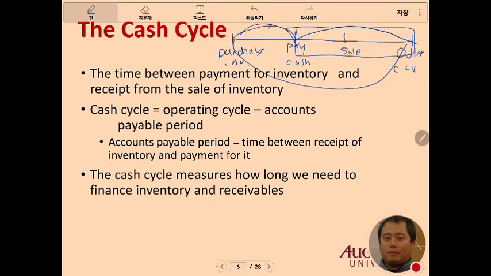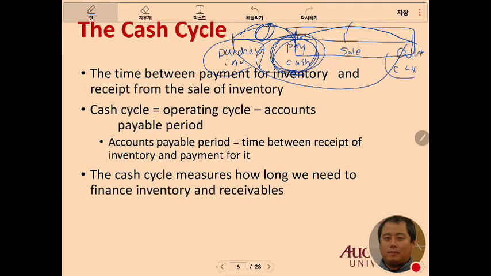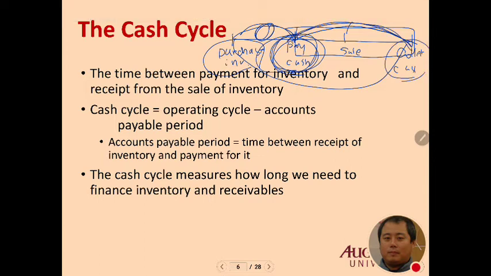And we have the cash cycle. The account payable period is the time between receipt of inventory, so purchase inventory, and then paying cash. So the cash cycle measures how long it takes to finance inventory and receivables. So we don't pay cash this time, but we pay cash later, so we need cash before collecting cash, right? So we need to finance this period.